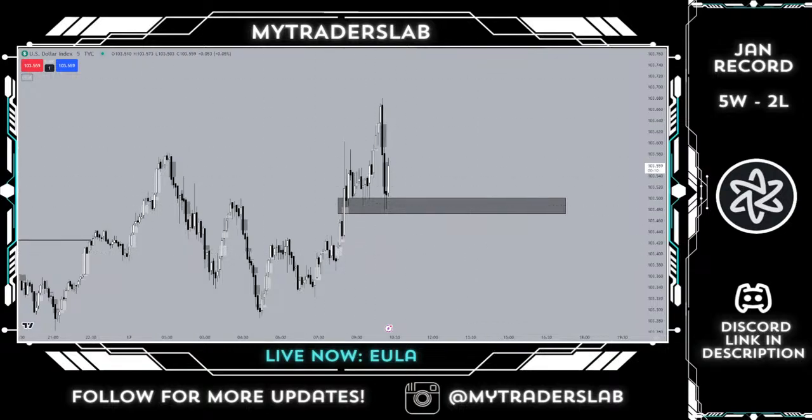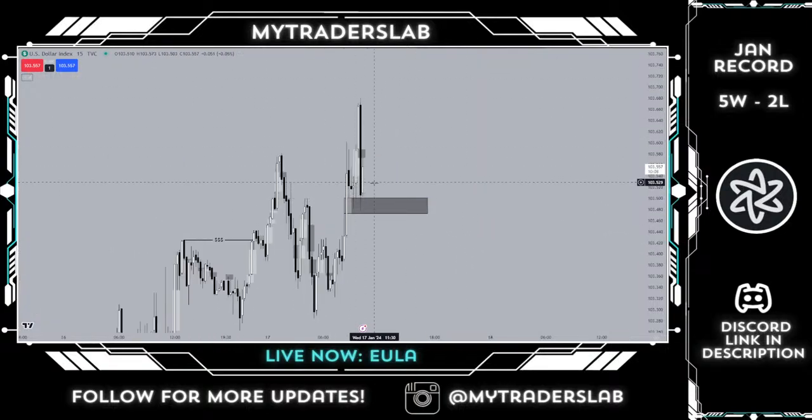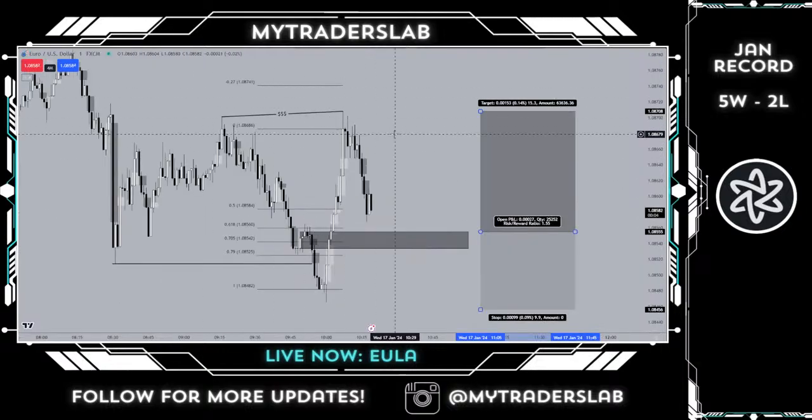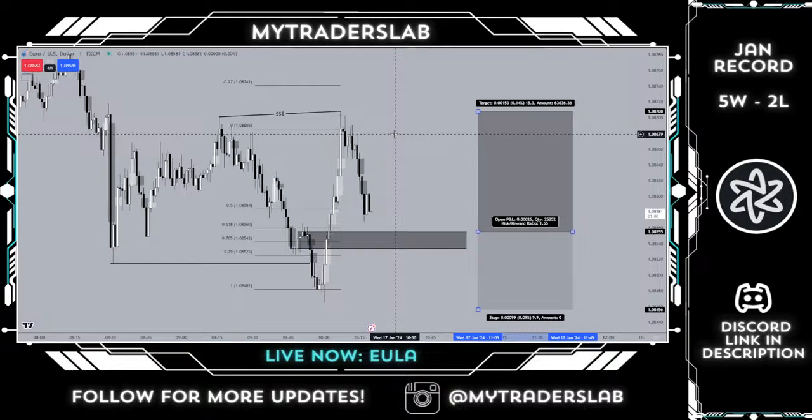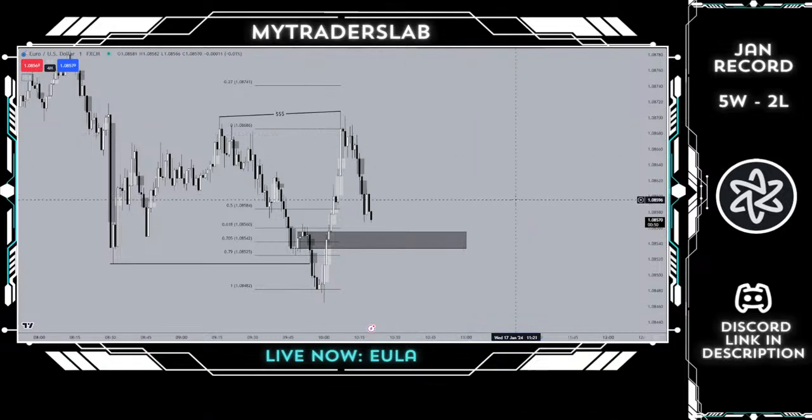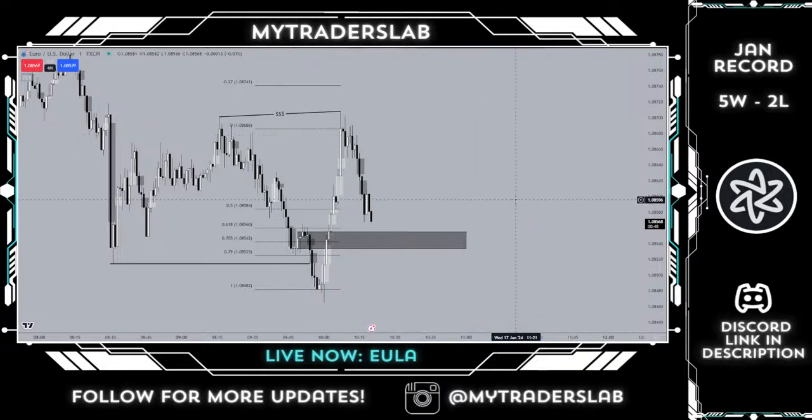And then we have this fair value gap still being respected by DXY. Nothing's in confluence now. This is not a trade, by the way, please do not take it. I'm just waiting to see.